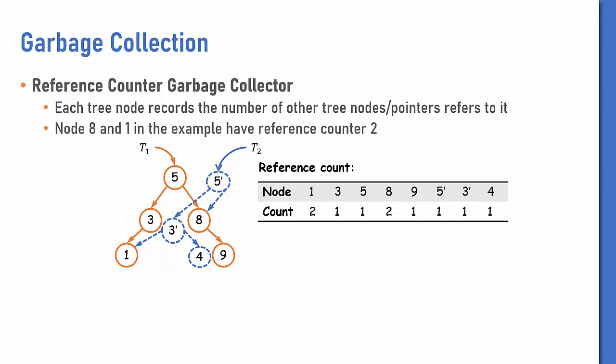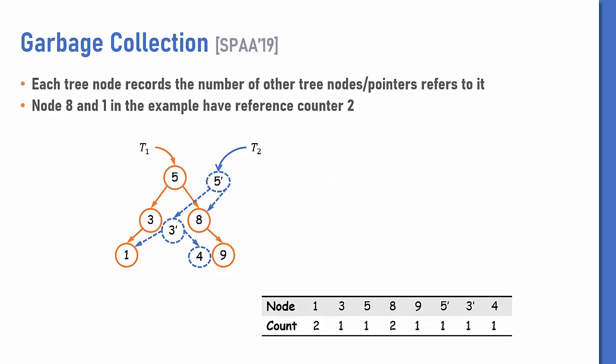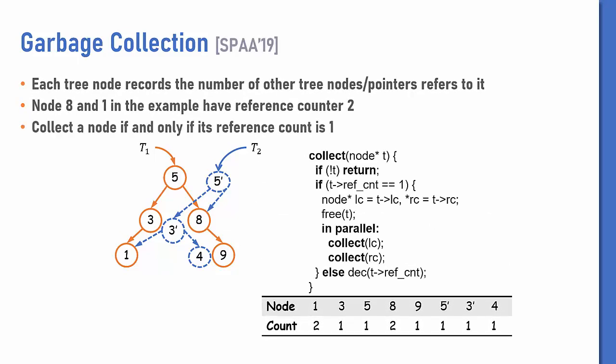Because multiple versions can share nodes, we have to make sure that we only collect the tree nodes that are not used by any other active versions. To collect a version, we start from the root and decrement the reference count recursively. Only when the reference count becomes 0, we collect the node. So we have pseudocode like this. I'll use a very simple running example to show how our garbage collection algorithm works.